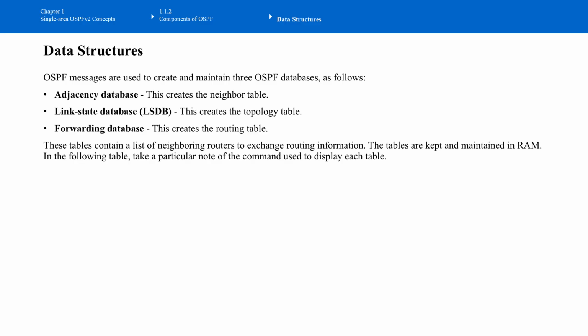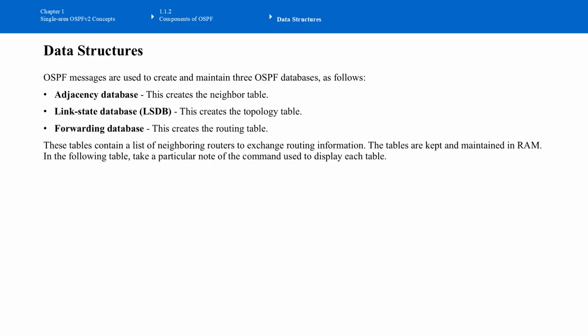The second is the link state database, the LSDB. The LSDB contains information about the entire network topology within the OSPF area. Instead of showing only the best routes, it stores all the link state information learned from every router. Because it represents the network map, we often call it the topology table.